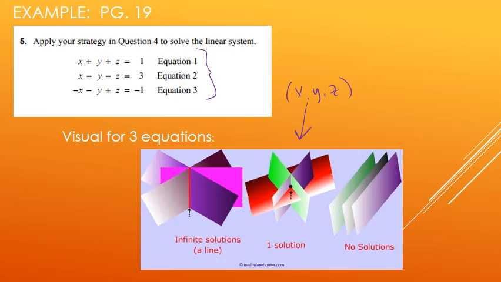An infinite solution, or infinitely many, like we say, is where they intersect on a line, all 3 planes intersecting in a line in the middle. And then no solution would be where the planes are parallel with each other. So we still have those things happening, but now with 3 planes instead of just 2.